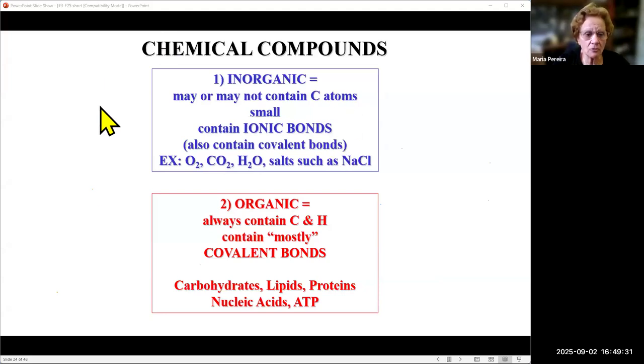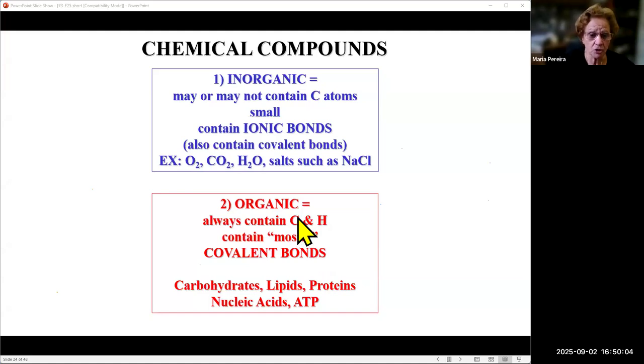Okay, now we move on to chemical compounds. So we stopped atoms and elements, and now we're going to chemical compounds, which are more complex. So there are two types of chemical compounds. They exist because they are reactions that form these compounds. So inorganic compounds and organic compounds. So what is the difference?